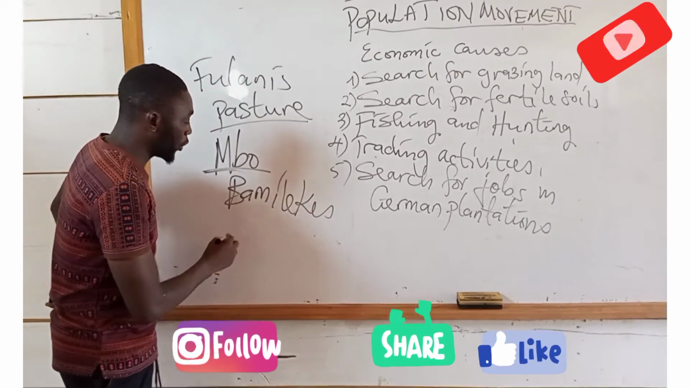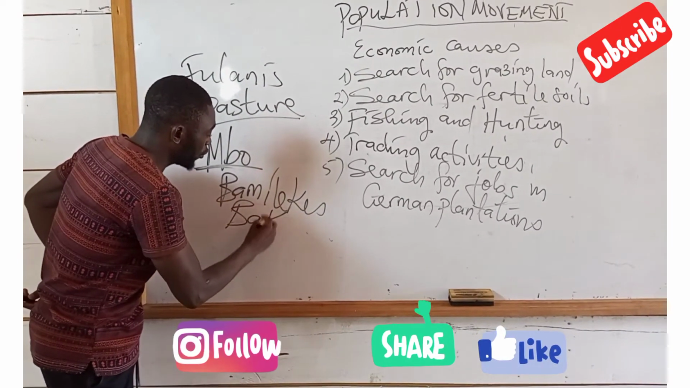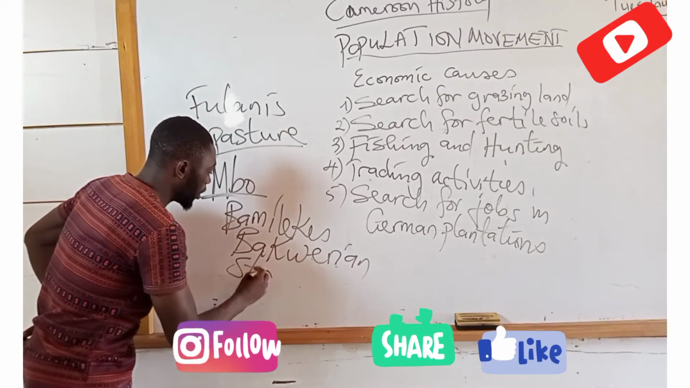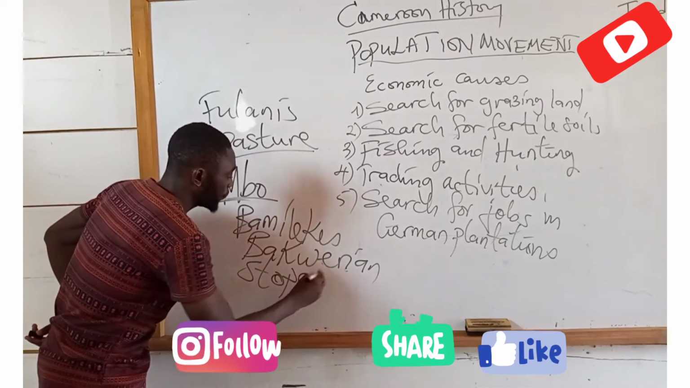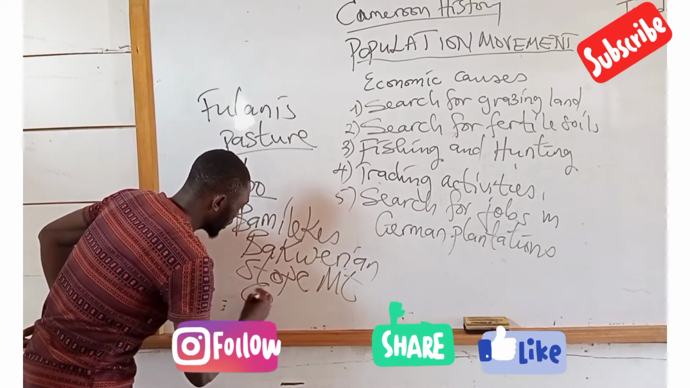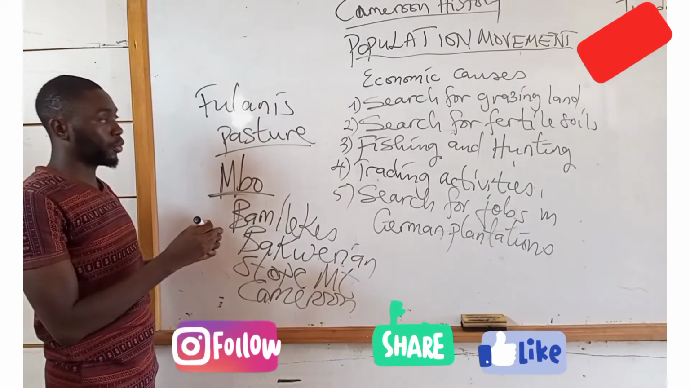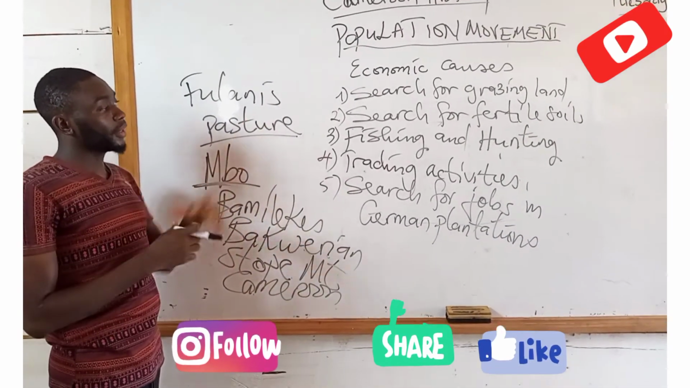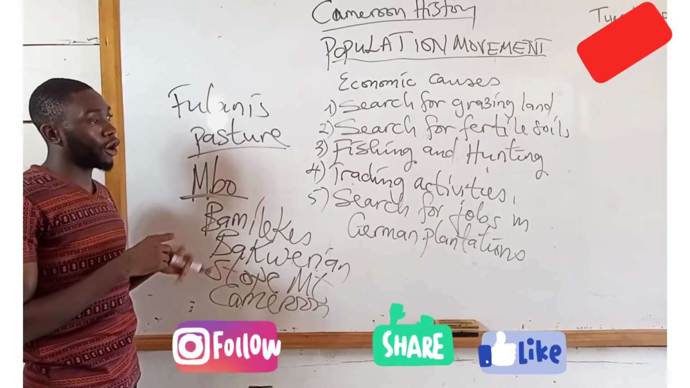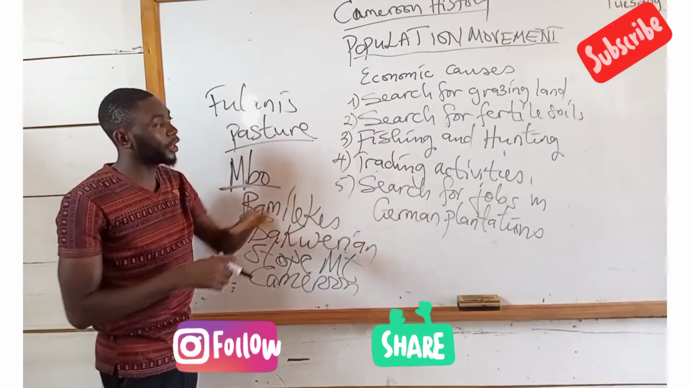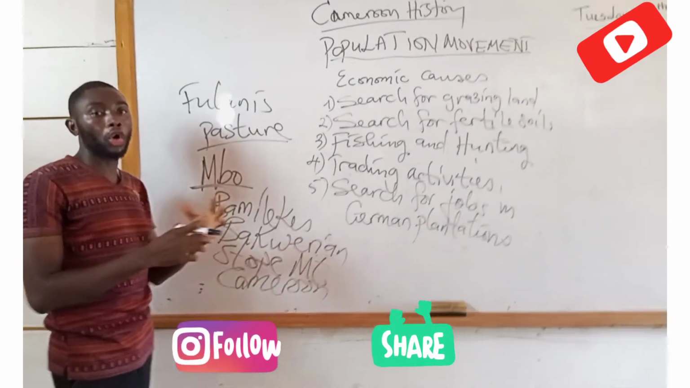Another case in point, we talk about the Barbarians who moved towards Mount Cameroon, the slopes of Mount Cameroon, because they needed fertile soils for agricultural purposes. The third economic reason for population movement in 19th century Cameroon, we talk about the role of fishing and hunting.